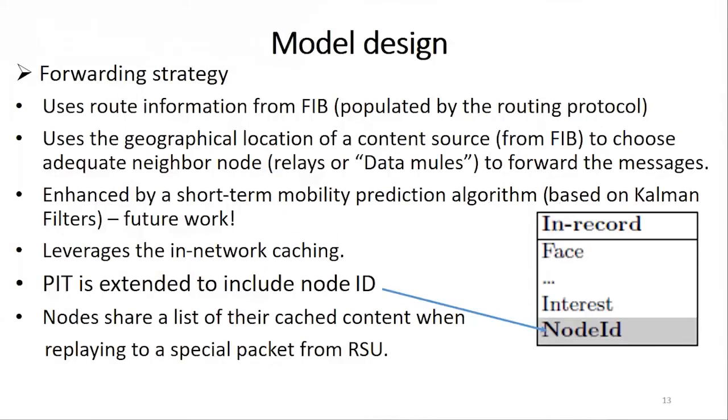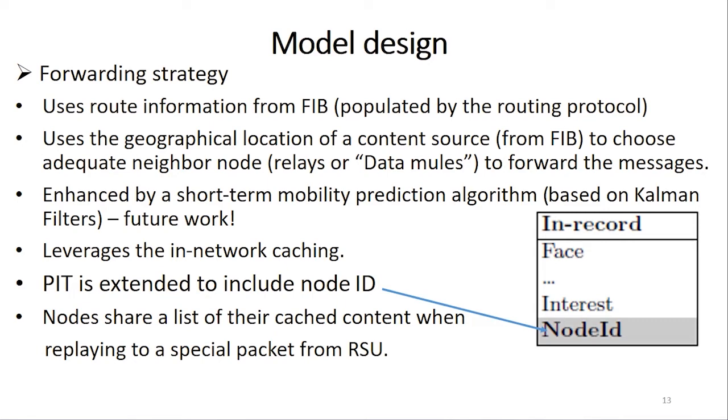The forwarding strategy uses route information from FIB. It also uses the geographical location of a content source, also from FIB, to choose an adequate neighbor relay for forwarding. Neighbors are mobile nodes, and the model we propose here should avoid beacon broadcast. Therefore, we use the short-term mobility prediction to track and update the current location of a neighbor instead of using frequent beacon broadcast. Considering that the storage is not constrained in VANET, we also leverage the in-network caching.